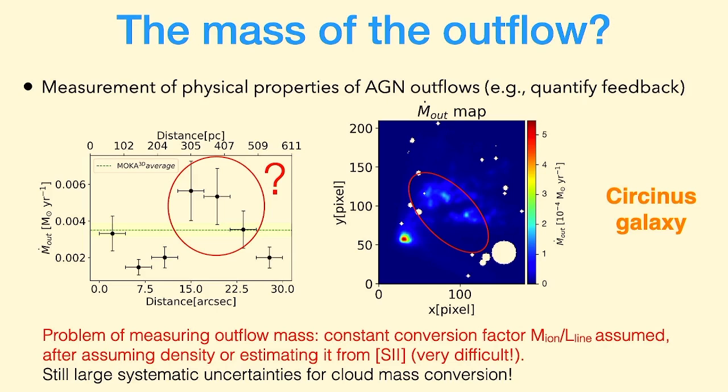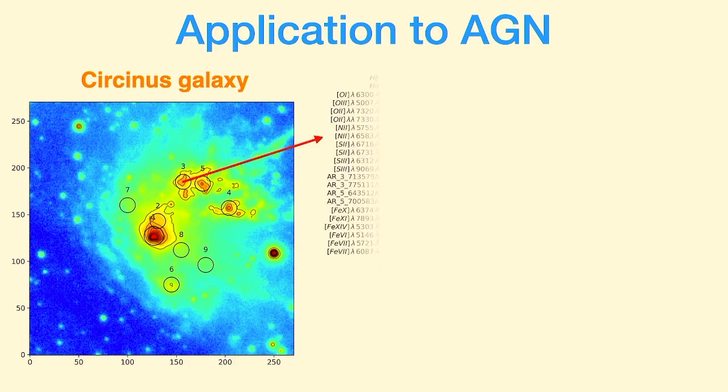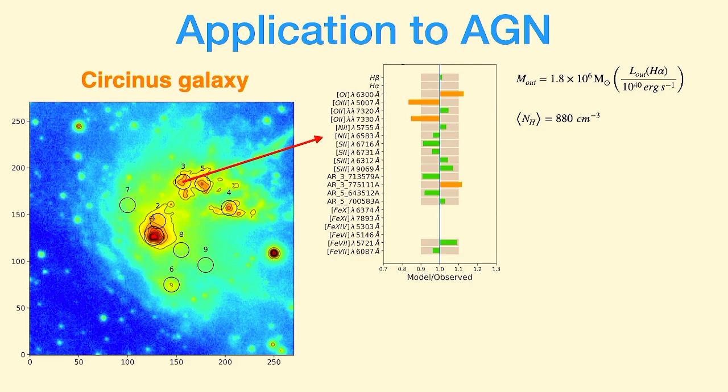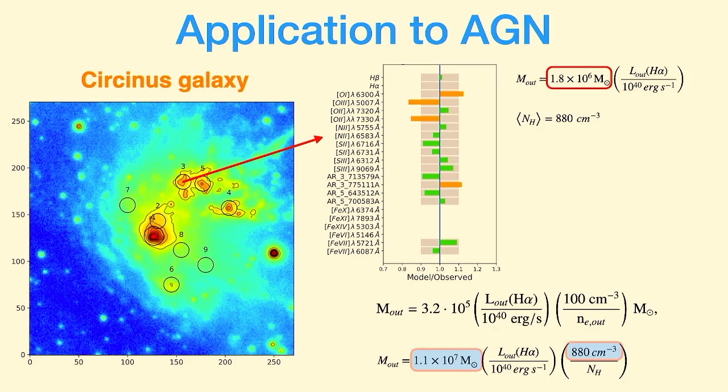So how can we measure the mass of the outflow? By applying our models. For instance, this is an example of an application to this aperture. This is the mass that we get as a function of the H-alpha luminosity and average density. This is the formula which is usually assumed in the literature, or something similar. We have the problem that we don't know the density. It's very difficult to compute it from sulfur II. But we know it from our models, we can do it very well. Let's assume that this density is the right one. We plug it into the formula, and we get that with the standard assumption, we get a factor of 10 error. Also, this is an application, apart from, of course, estimating metallicities and so on.